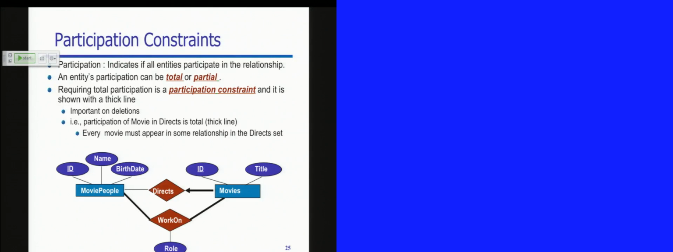Question? Yeah. So for a database like this, would you still be able to add a movie without adding the director to the movie people database? So the question is, would I be able to add a movie if I don't have a director for it? Yeah. The answer is no.